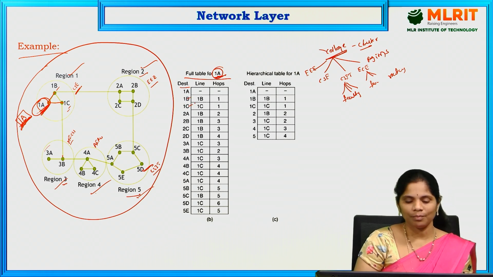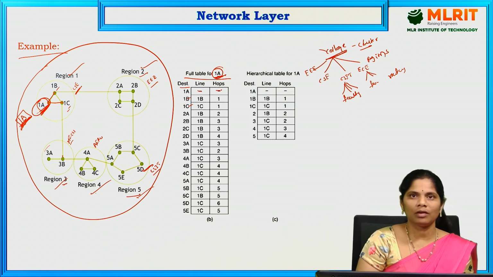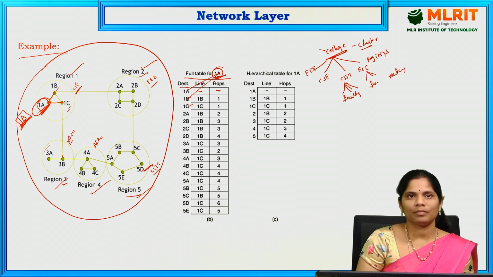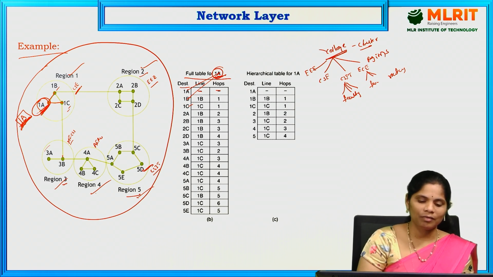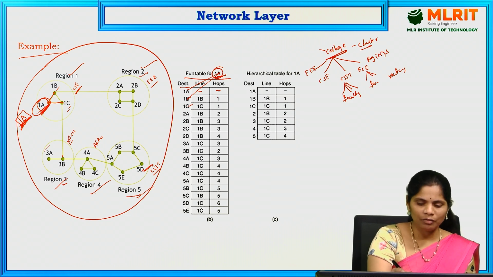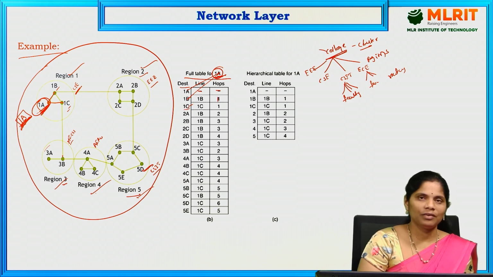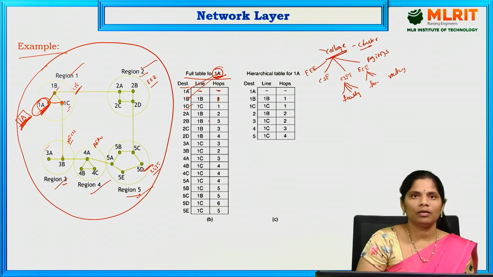First we have to write that one. 1A and 1B. If I want to travel from 1A to 1A, there is no distance and there are no hops. That is empty. From 1A to 1B, how many hops are there in between 1A and 1B? Only 1. And next, 1A to 1C, if you want to travel, how many hops are there? 1 only. So here it is 1.